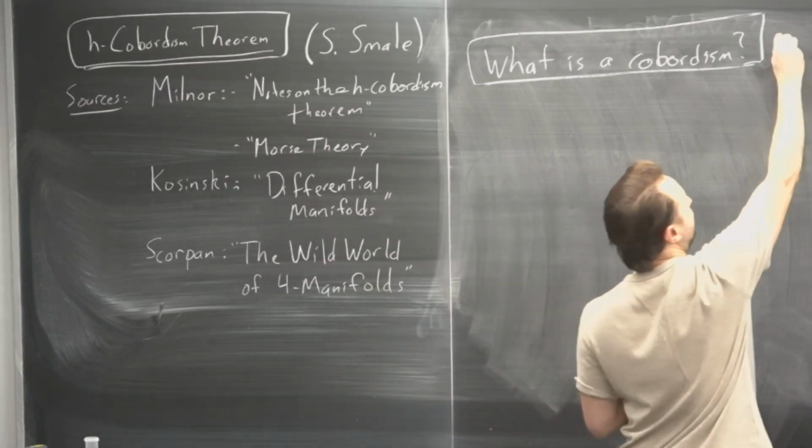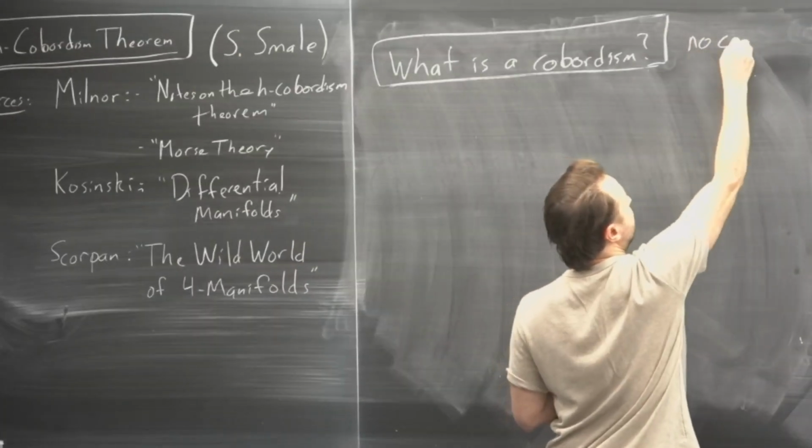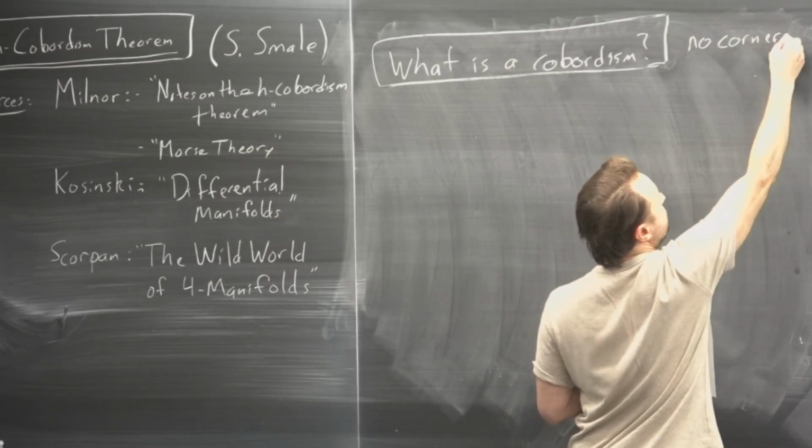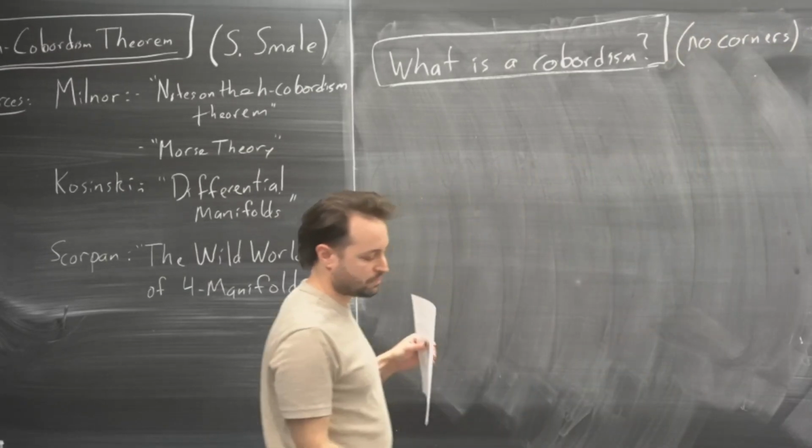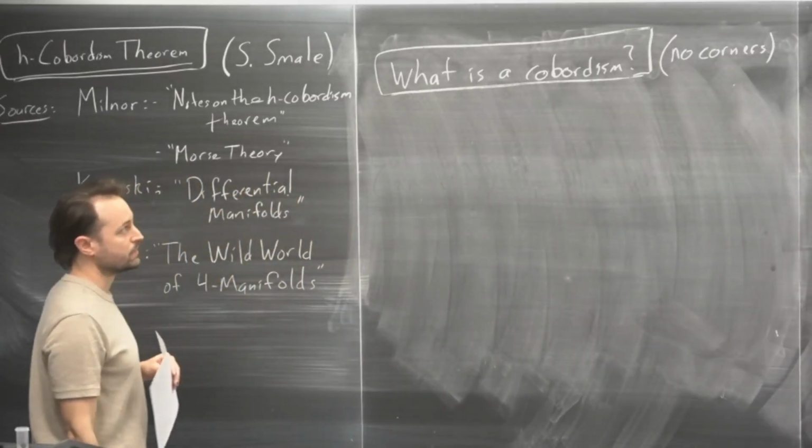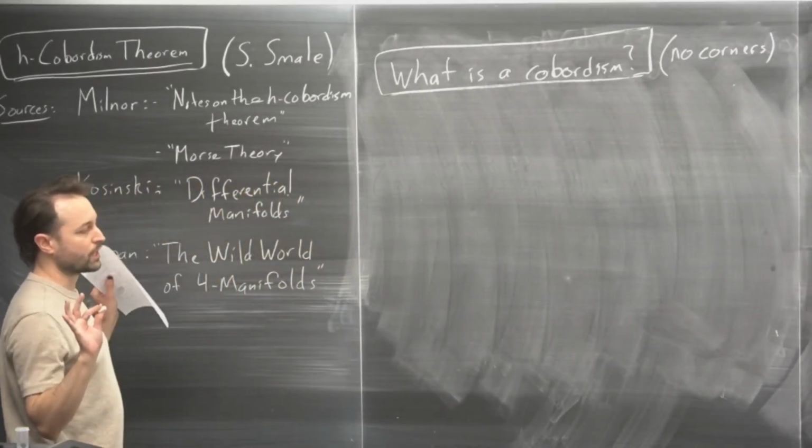So one caveat is we're not going to talk about corners. There's a notion of manifold with corners, which is kind of popular these days to talk about extended quantum field theories. Back in the 60s, people didn't really care about corners.